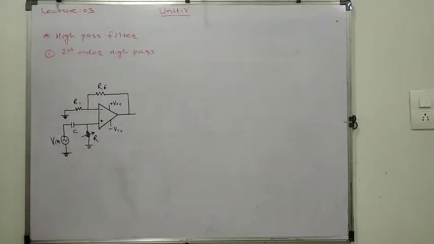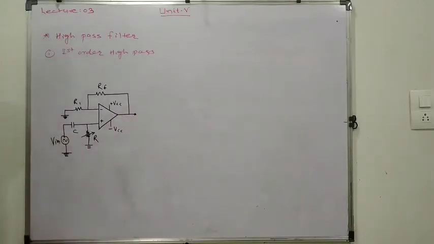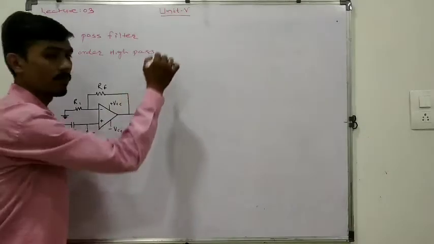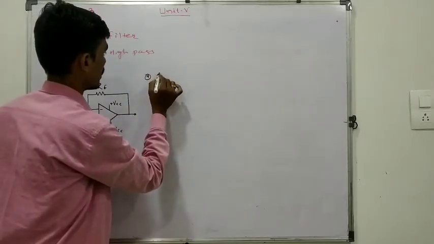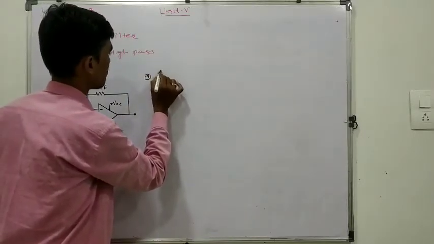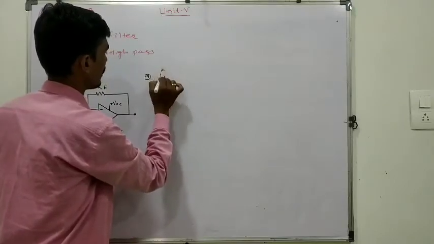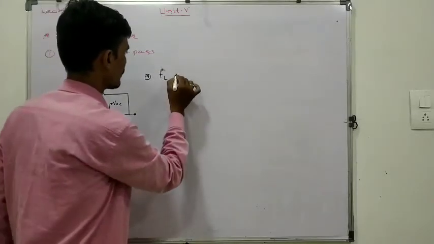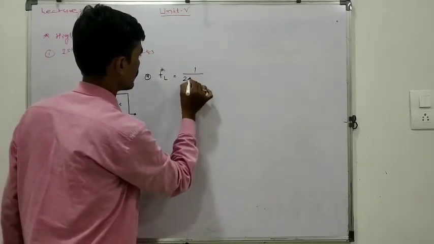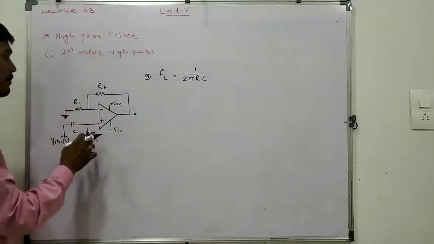Now here, for designing a high pass first order Butterworth filter, we have some formulas. The first formula is the cut-in frequency, FL. Here the lower cut-in frequency is given, that is FL. That term we already discussed in the first lecture. So FL is equal to 1 upon 2 pi RC.